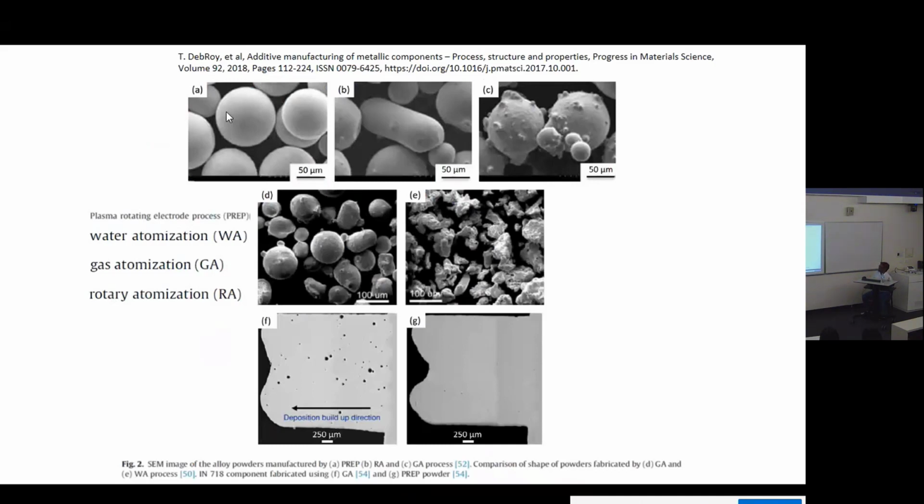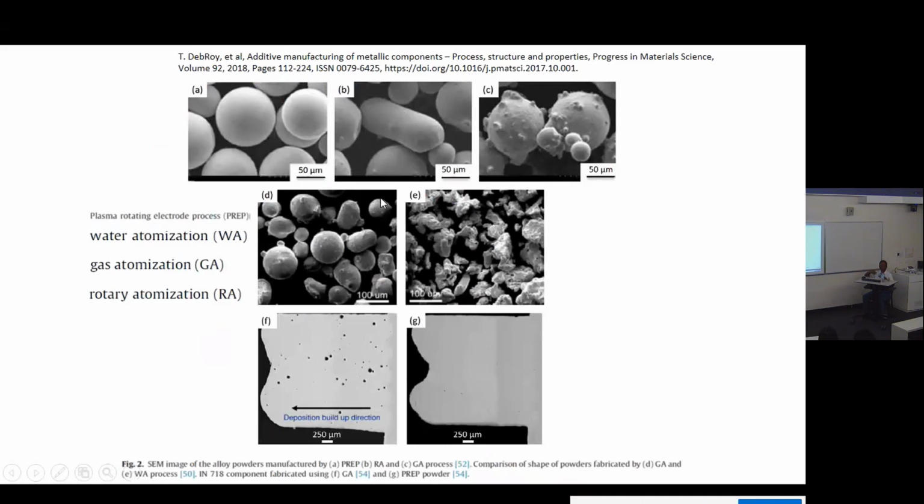You'll have views on that. And then you see this, then you can also have a powder that is produced by rotary atomization. So you melt the metal and then you rotate like a centrifuge, and that will produce powders of this nature. And then you can have gas to atomize the powder.